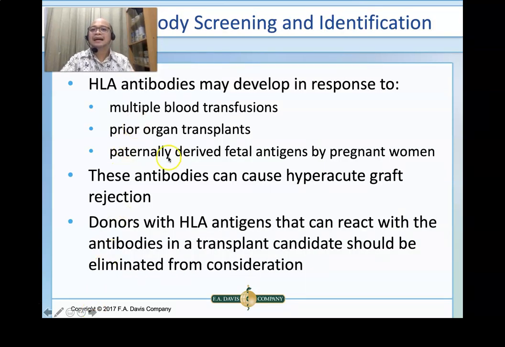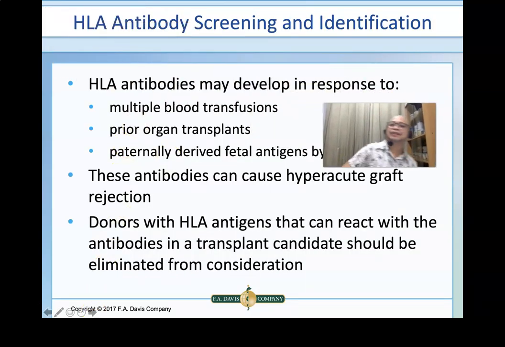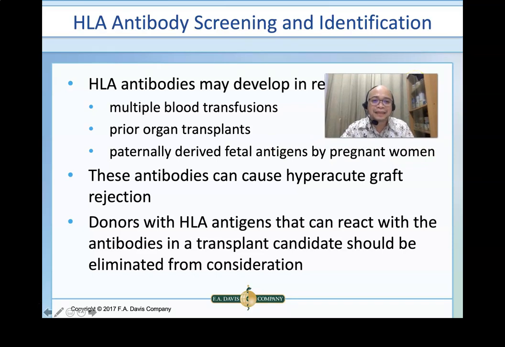Okay? We can also screen HLA antibodies and identify them. HLA antibodies may develop in response to multiple blood transfusion, prior organ transplant, or kung meron nang history ng patient, or paternally derived fetal antigens in pregnant women. These antibodies can cause hyperacute graft rejection, so that's the reason why we need to screen and identify them. Donors with HLA antigens that can react with the antibodies in a transplant candidate should be eliminated from consideration. So eliminated na agad yung donor na ito.